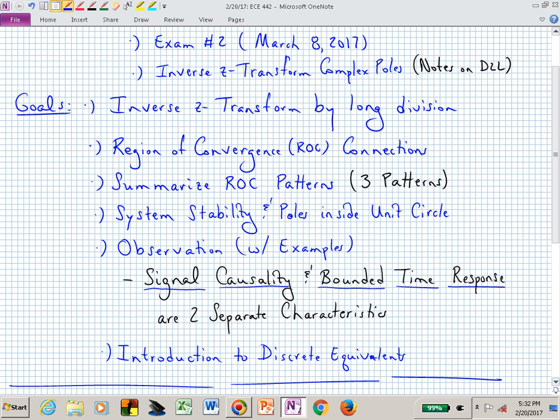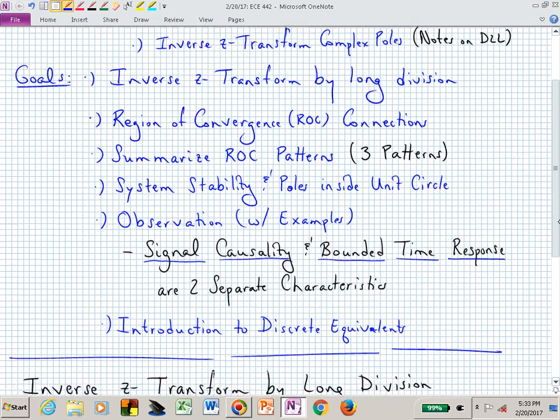we'll do some observations, making this distinction between signal causality and signal boundedness. Those are 2 separate issues or characteristics. You can have one and not the other, or you can have both, but they are independent in terms of system or waveform characteristics. And if we have time, we'll talk about discrete equivalence, which is how we take an analog transfer function and put it into a discrete time based transfer function.